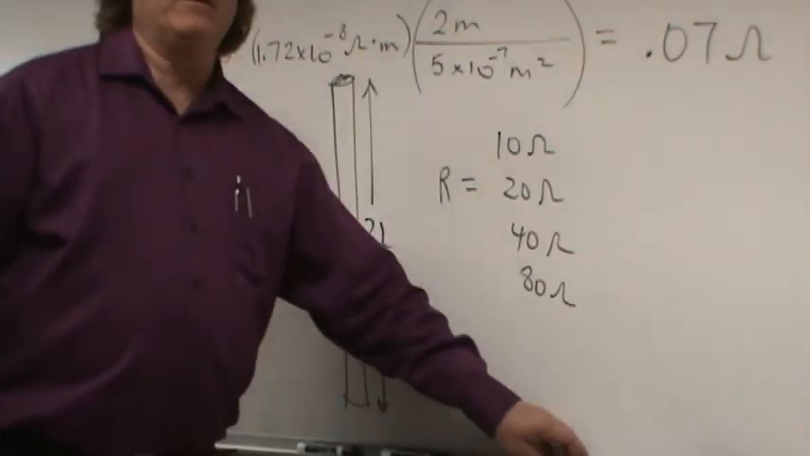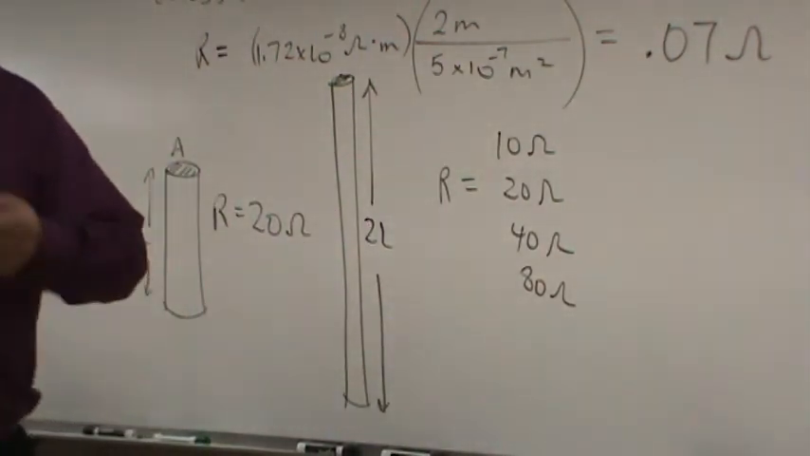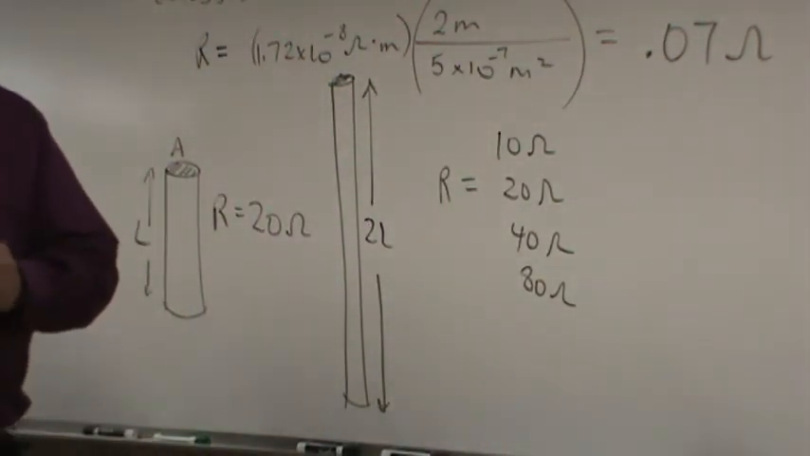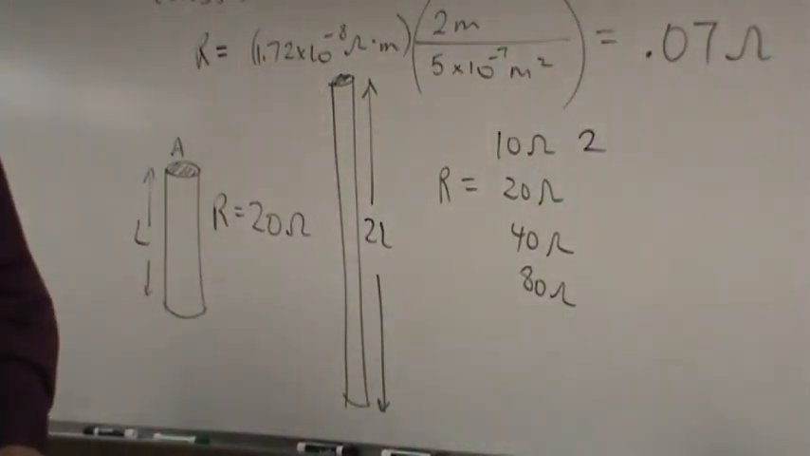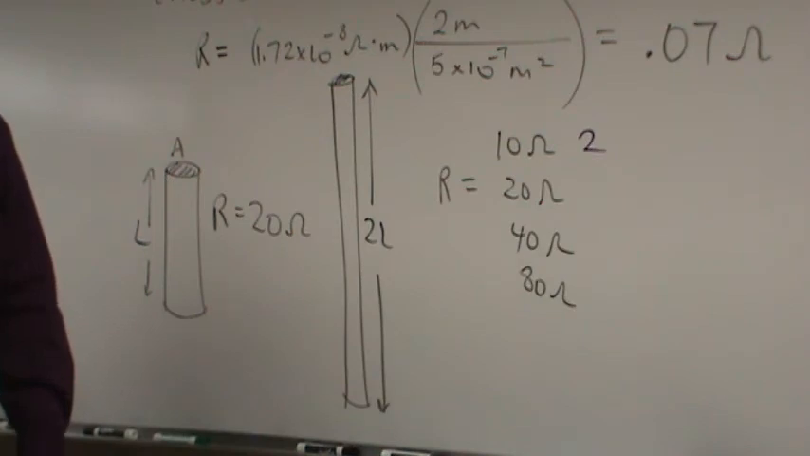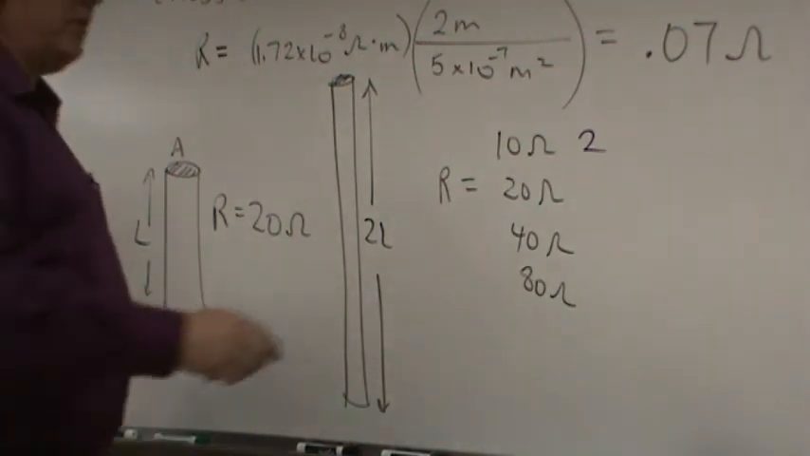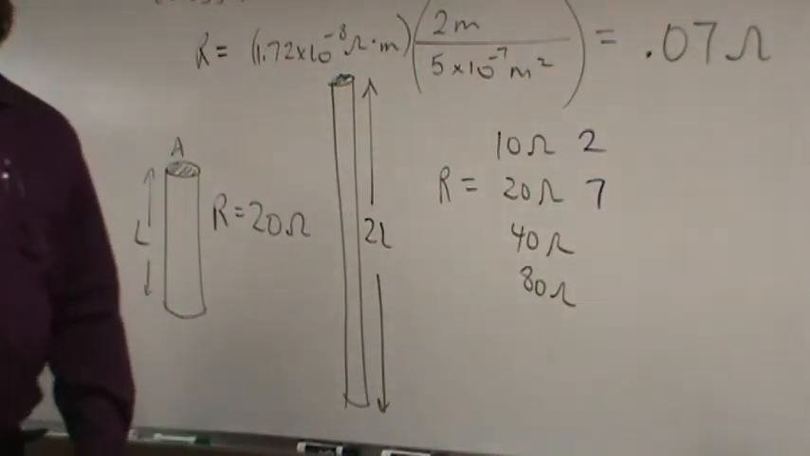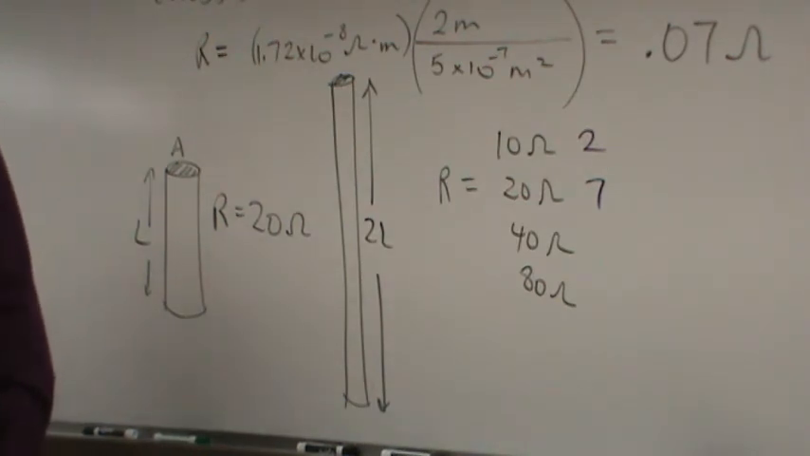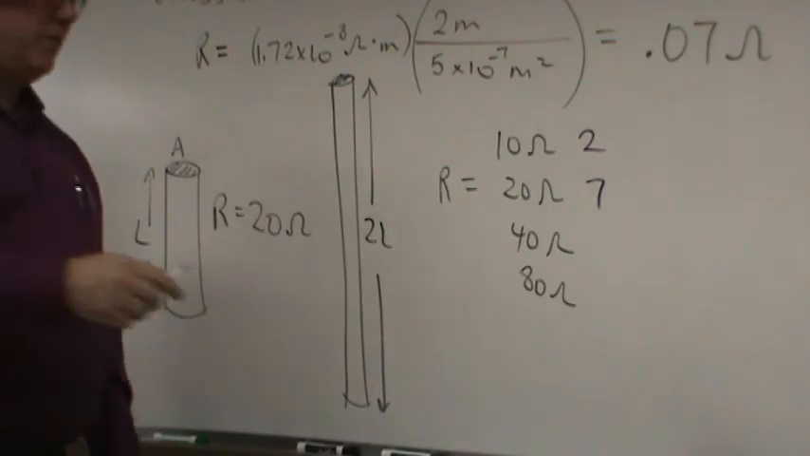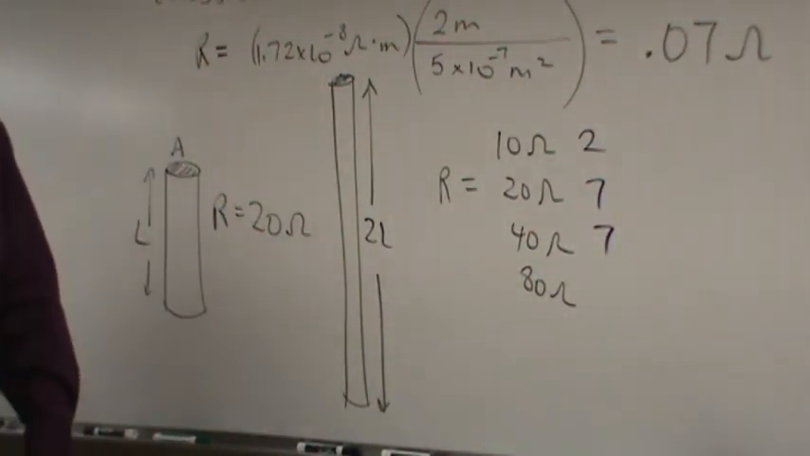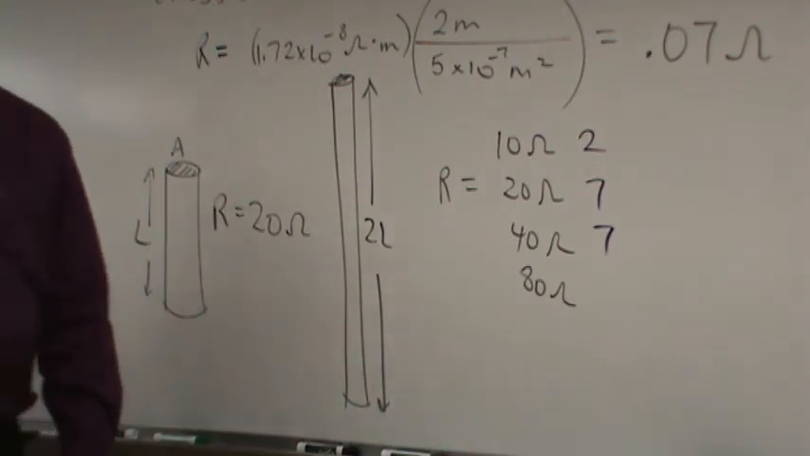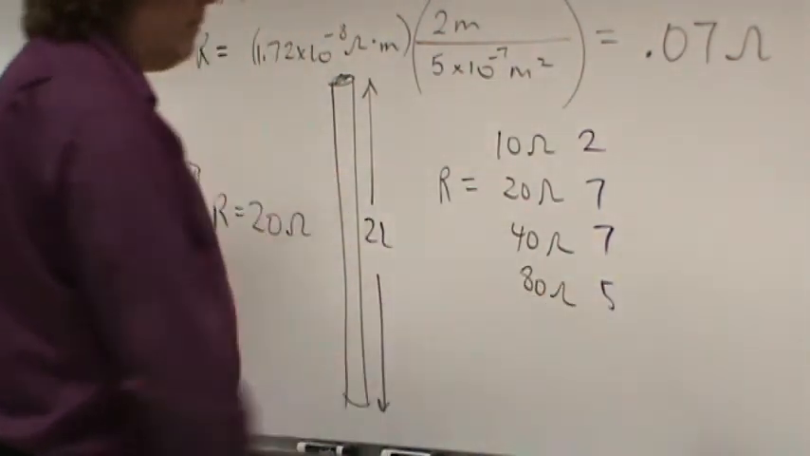Here we go. How many people say 10 ohms? 1, 2. Okay. How many people say 20 ohms? 1, 2, 3, 4, 5, 6, 7 of you. Okay. How many people say 40 ohms? 1, 2, 3, 4, 5, 6, 7 of you. Okay. And how many people say 80 ohms? 1, 2, 3, 4, 5. Okay, 5 of you. Great.